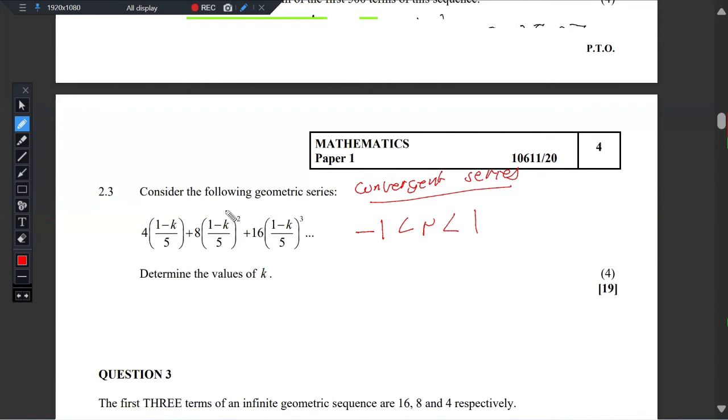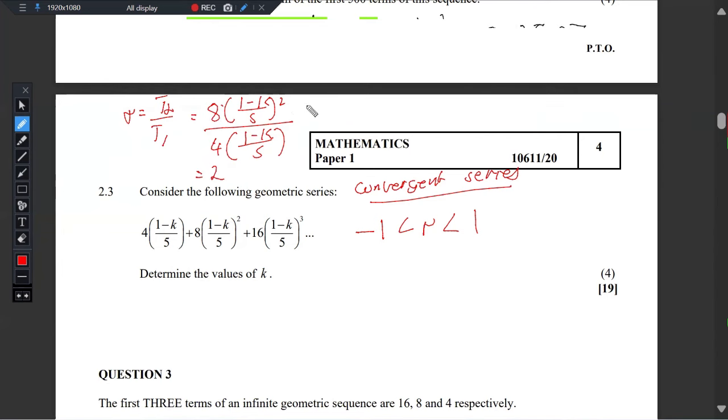So meaning that we need to first get the value of r, right? So we can get the value of r by simply saying T2 divided by T1. Then our T2 is 8(1 minus K over 5) to the exponent of 2 over 4(1 minus K over 5), like that. So dealing with this, 8 divided by 4 is 2.